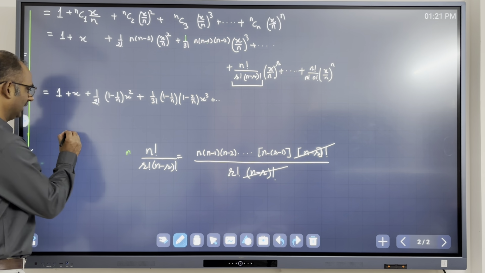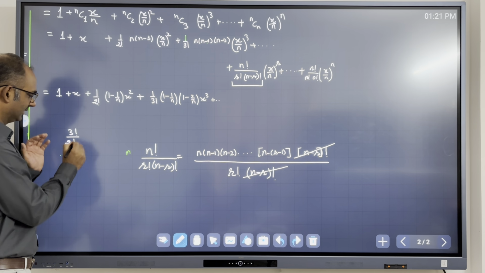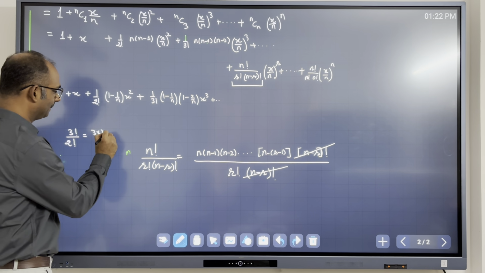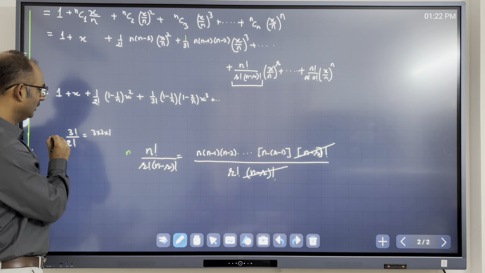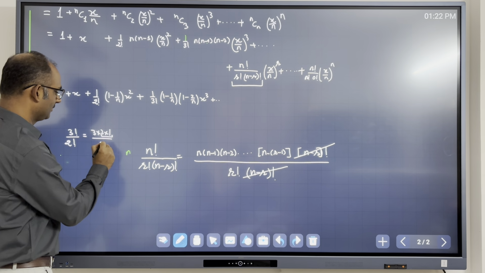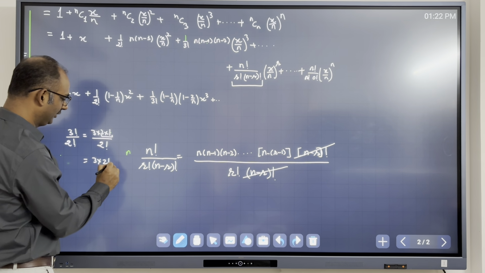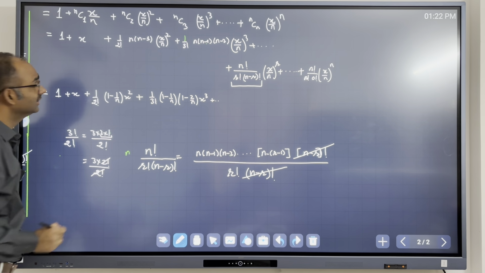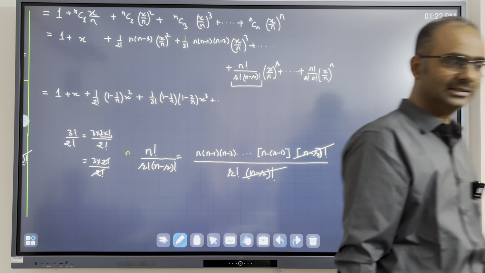See, you have 3 factorial, let's say, 3 factorial divided by 2 factorial. Let's say I have to simplify this. I want to write it as 3 into 2 into 1, that's 3 factorial. All I'm doing is taking this one and writing it as a factorial. So I write it as 3 times 2 factorial, so that I can cancel the denominator. Is this fine? It has nothing to do with r.